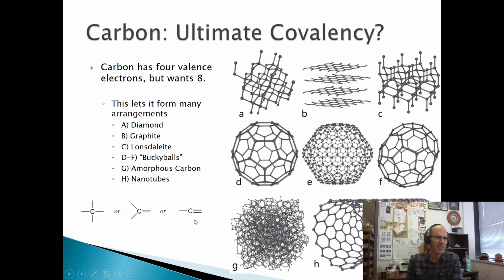I haven't seen a C2 molecule that would just be 2 carbons joined together with a quadruple bond. I don't think that happens, but the world of carbon chemistry is advancing every day. So here's some actual atomic structures that we see, and there's some that are getting people quite excited. So for instance, D through F right here, these buckyballs.